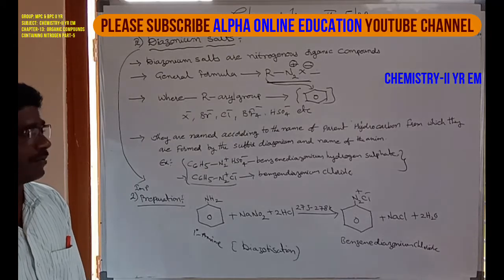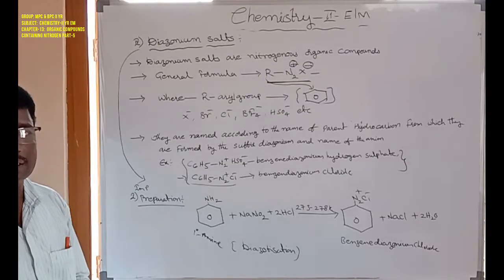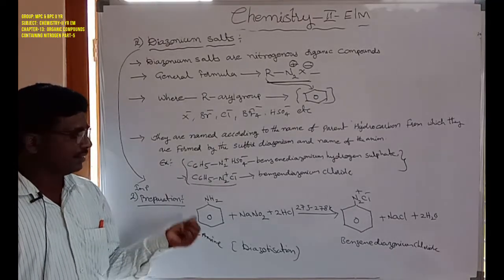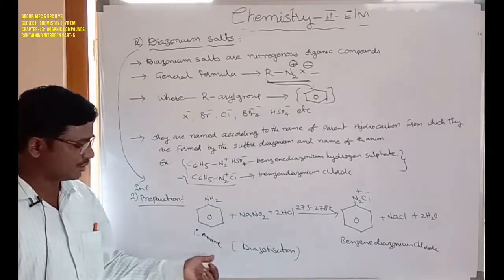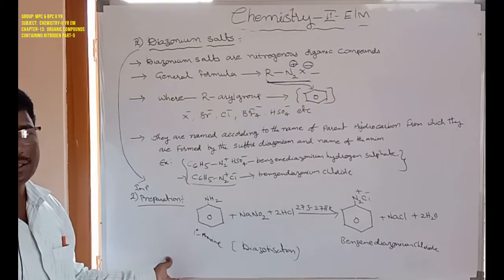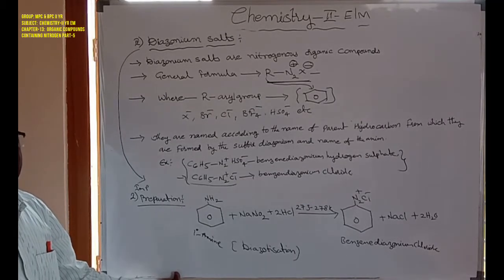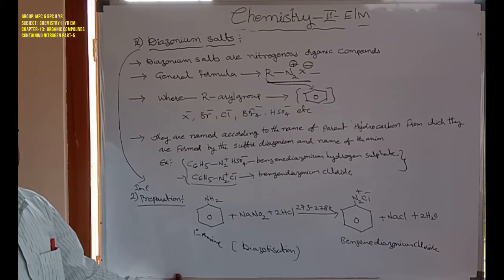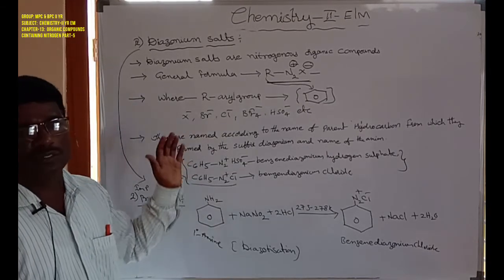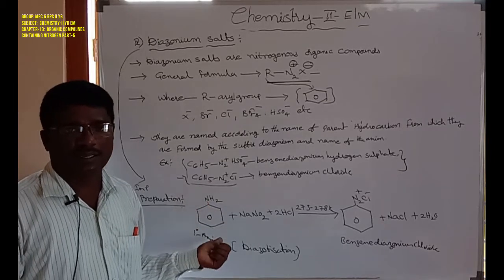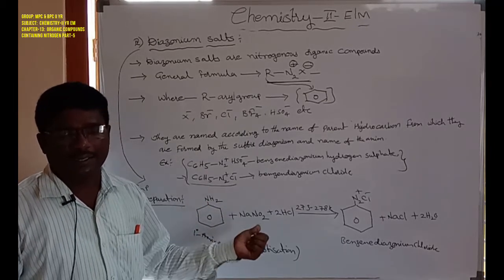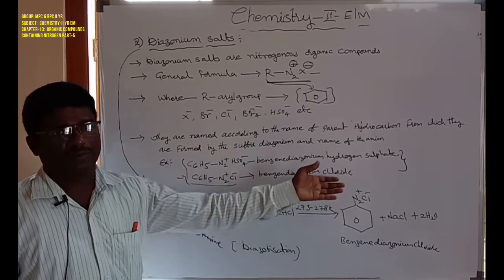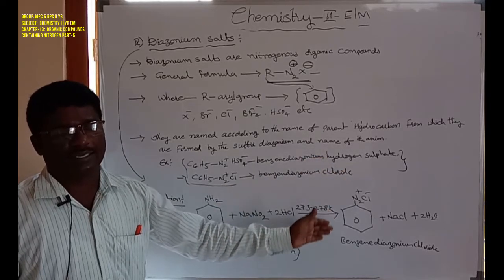Next is the chemical properties of diazonium salt. In the next class we will discuss the chemical properties of the diazonium salt. This preparation is also known as a diazotization reaction. Write the reaction: the aromatic primary amine or aniline treated with nitrous acid at low temperature forms benzene diazonium chloride, the diazonium salt.